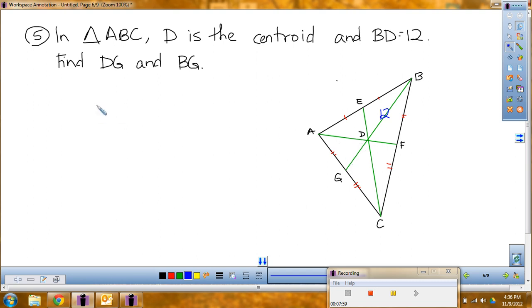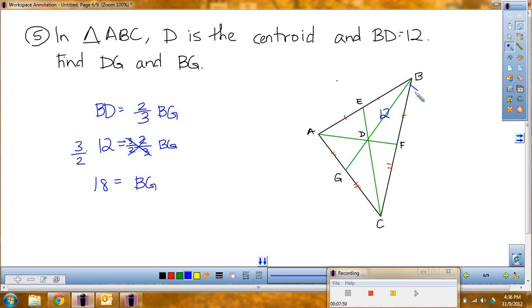Well, we know that BD is 12, and they want us to find this shorter half. Right? So BD is going to be 2/3 of the entire median. Well, we don't know what the entire median is, but we do know that BD is 12. So if BD is 12, equal to 2/3 times our segment BG. Now we can multiply by the reciprocal to get rid of our fraction, and we end up with 18 equals BG. So again, 18 is BG.